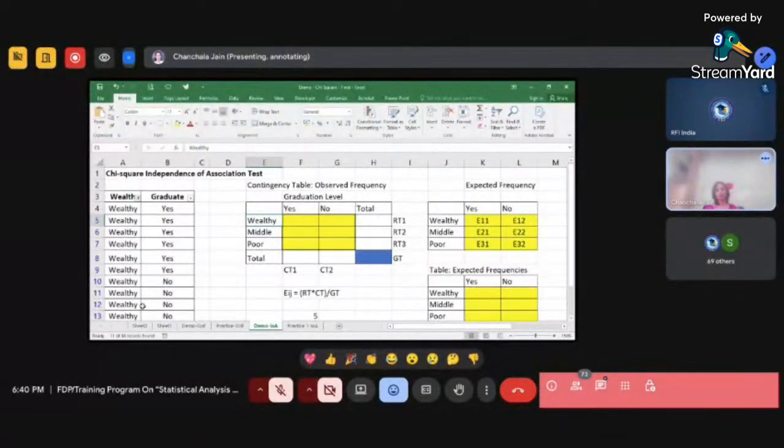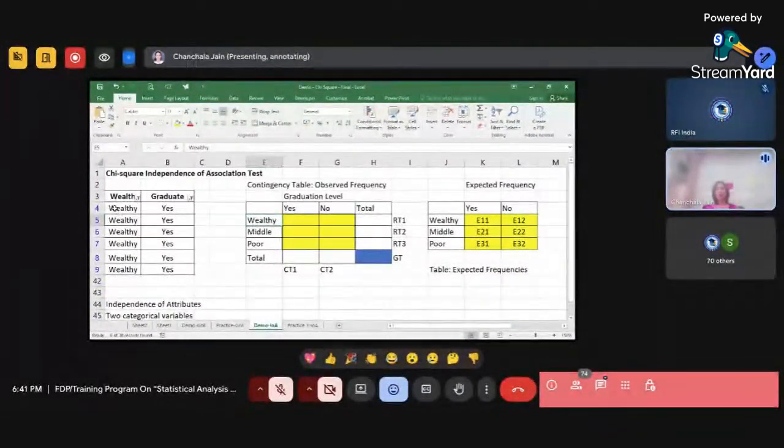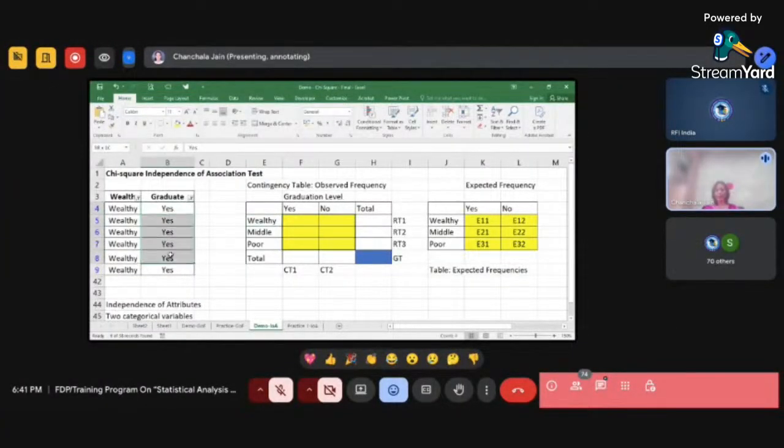I'll click on OK. Similarly, I'll click on the second drop down. I will deselect all. I'll select only the yes and click on OK. So now you can see how many of the people are wealthy and they are graduated as well. So I can select my column and I can see the count is coming. You can see I'm rotating my mouse at the bottom. It is showing me count is 6. So wealthy and yes is coming as 6. Is it clear what I did?